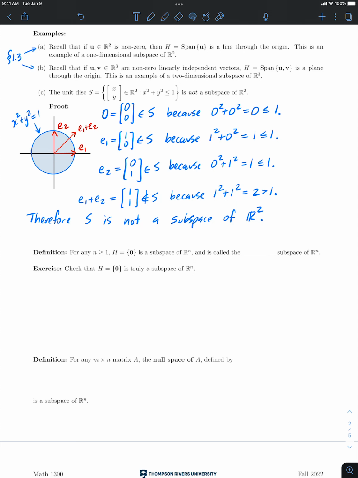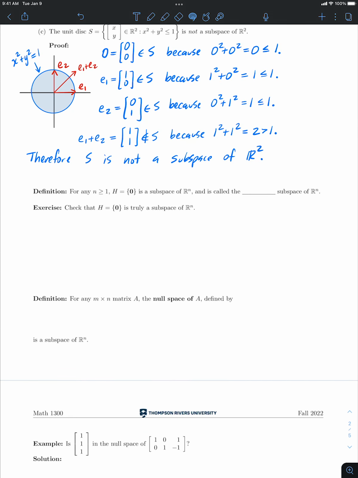Okay, so there's another subspace we'll consider, and this one is the simplest subspace in the sense of being the smallest. It's actually a subspace of Rn. You always have it for any n, and I don't always emphasize this, but I will here. For any n greater than or equal to 1, you always have a subspace automatically. Just form the set that contains only one vector. It only contains the 0 vector. And that's always going to be a subspace of Rn, and it's referred to as the trivial subspace of Rn.